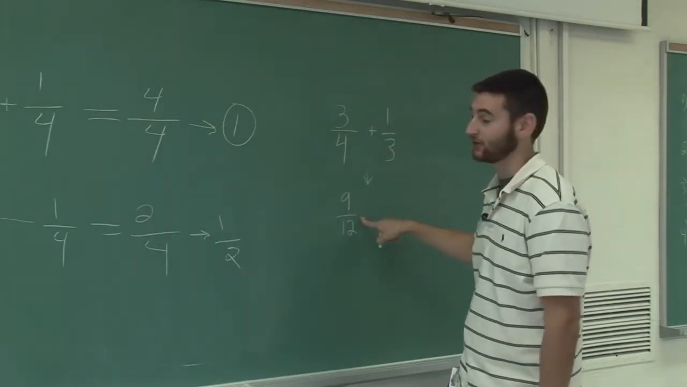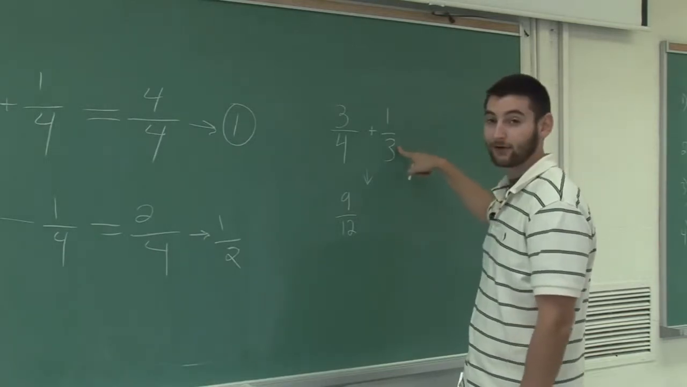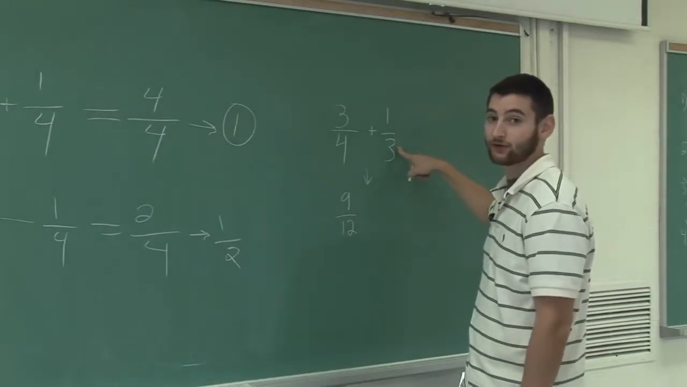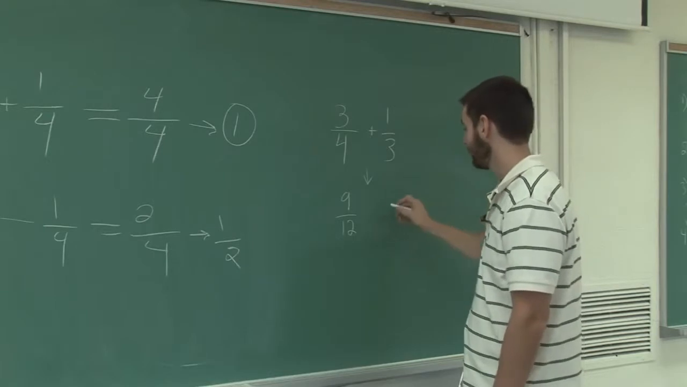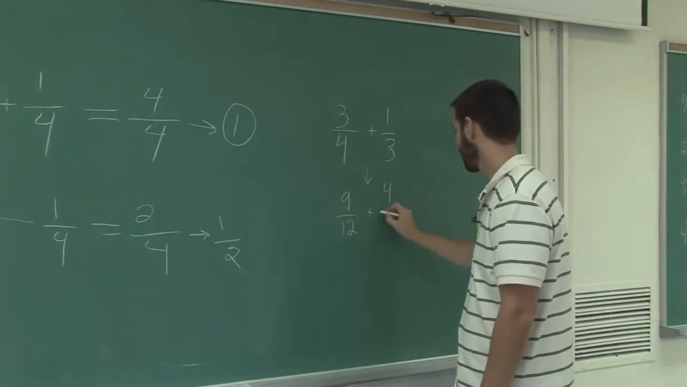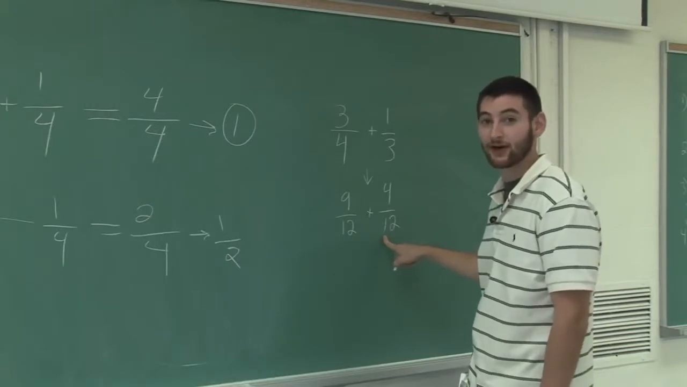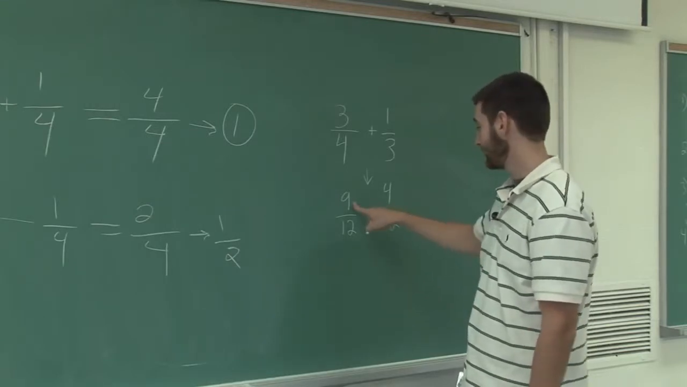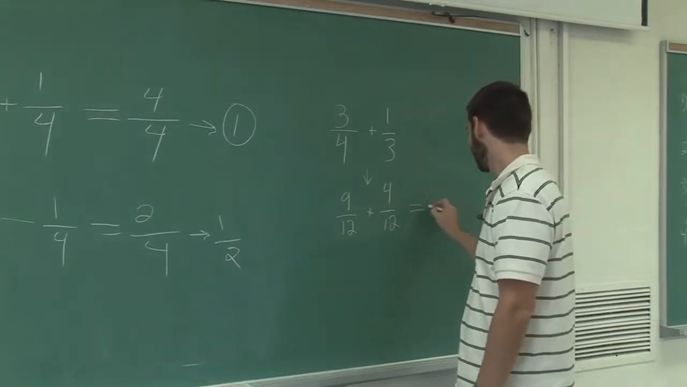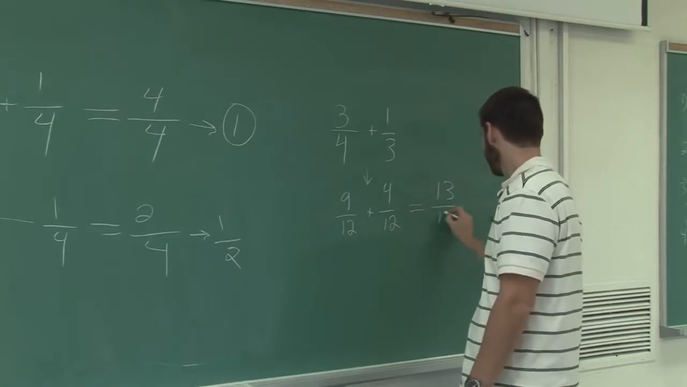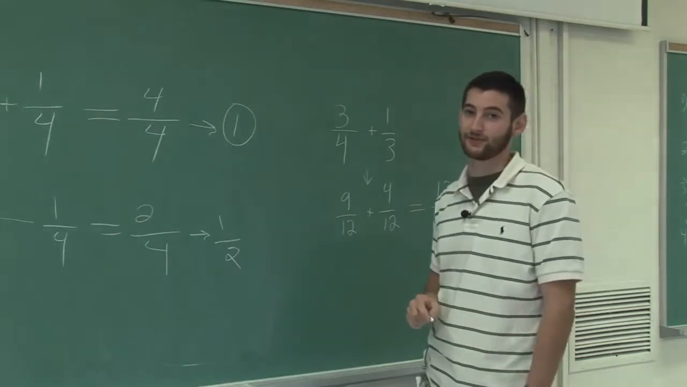3/4 is equivalent to 9/12. To get this denominator to be 12, I multiply by 4. So I must do the same for the numerator as well. Now that I have fractions with the same denominator, I can just add the numerators. That's how you add fractions with different denominators.